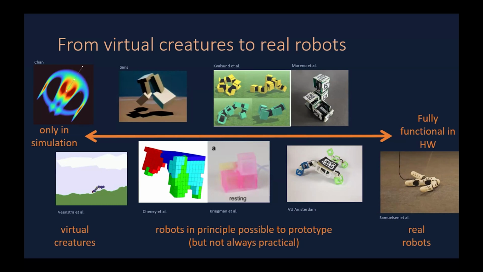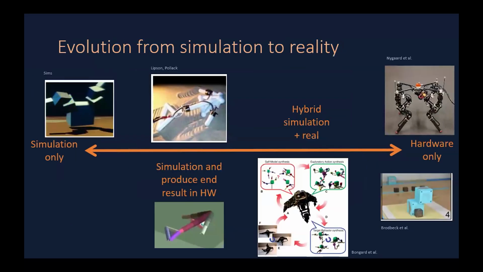So which one to choose depends a little bit on what you want to explore. I'll get back to that. And then there's the evolution axis: how much of the evolution goes on in a simulator versus how many real world samples you are getting. With virtual creatures, there is only evolution in the simulation, and there is no instantiation at all in the real world.